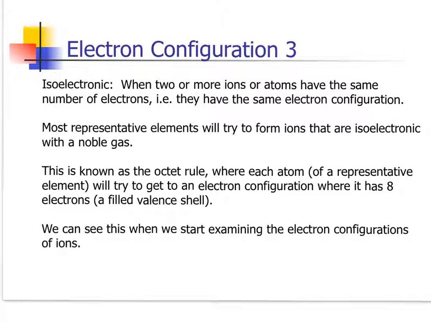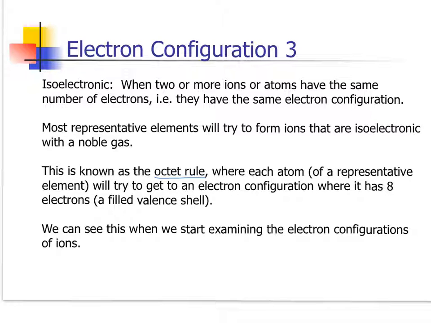Isoelectronic means you have elements or atoms that have the same electron configuration, meaning you've lost or gained electrons. And they do this fairly quickly and readily. That's so they add some stability, because they want to fill their octet, meaning 8.